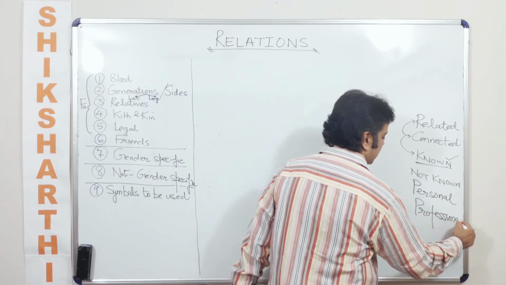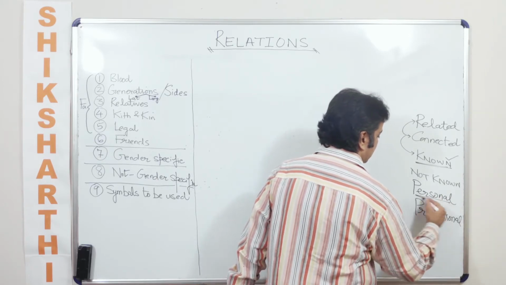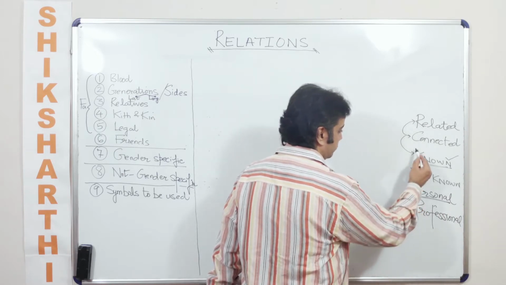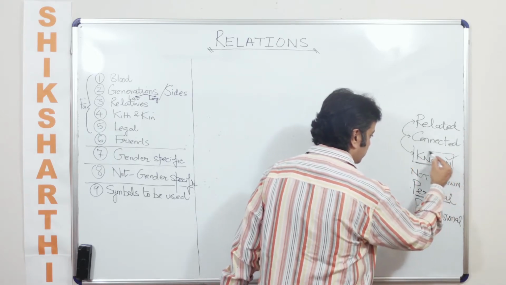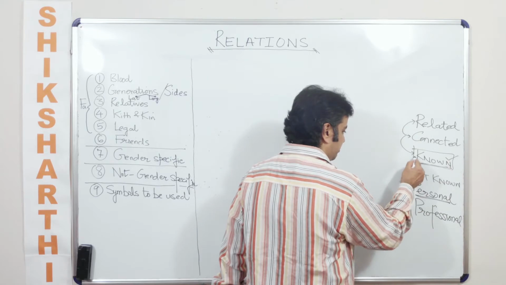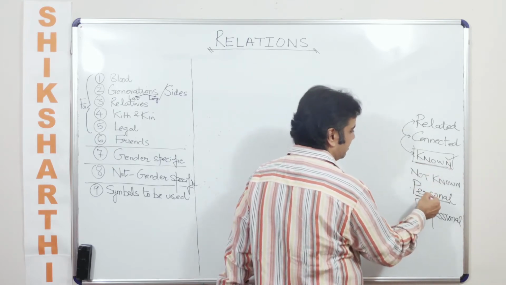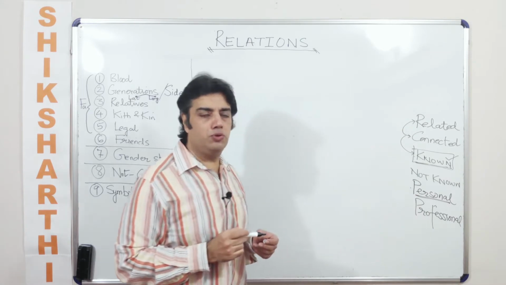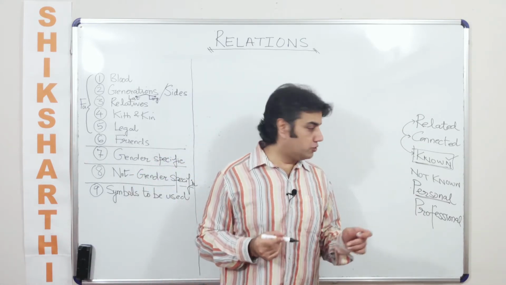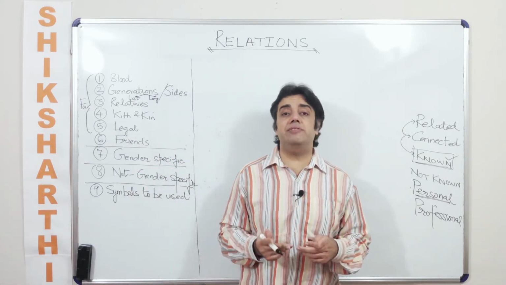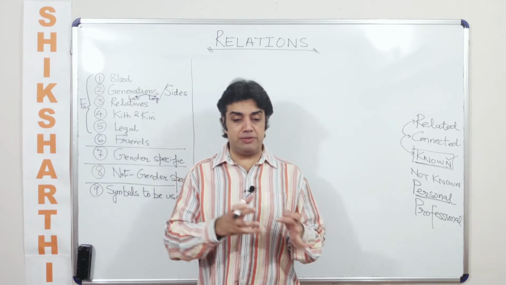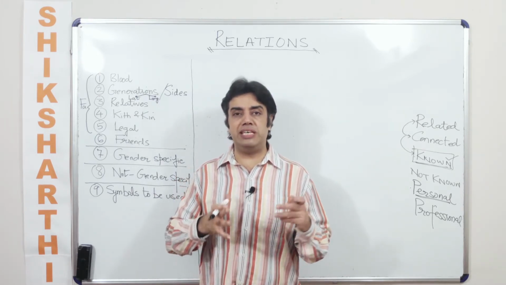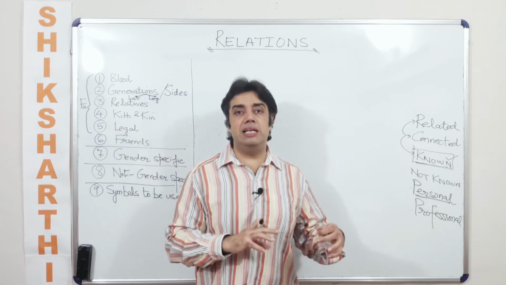I hope you would be making a note of all these things. Whether we talk about personal or professional, when we are talking about the word known, the known people could be personal or professional. So as we discussed earlier, when we are giving a name to a connect between two or more people, that means they are connected or related to each other.